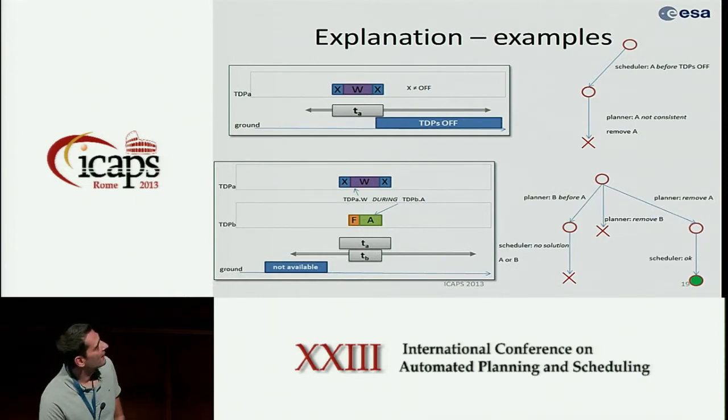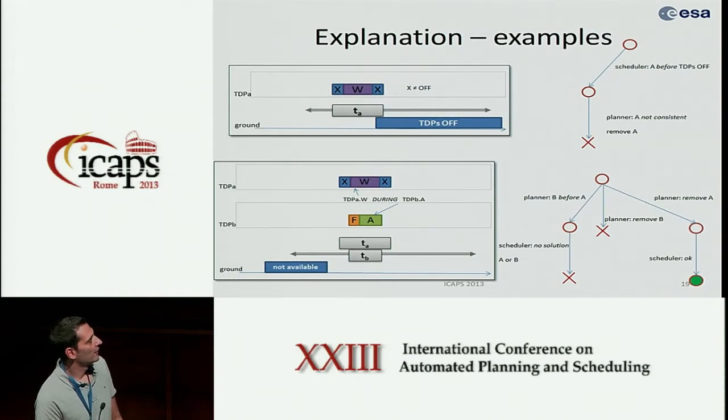A more complex case is this one, where it's the same example as before. Because of respecting these constraints, you want to allocate B before A, but then you cannot schedule because there's not enough room. And then you go ahead, you remove B, you remove A, and then you get the solution.